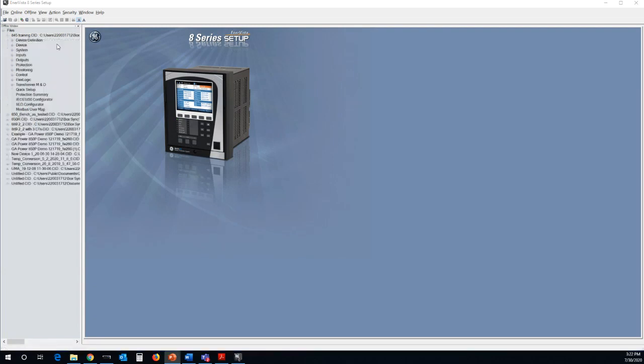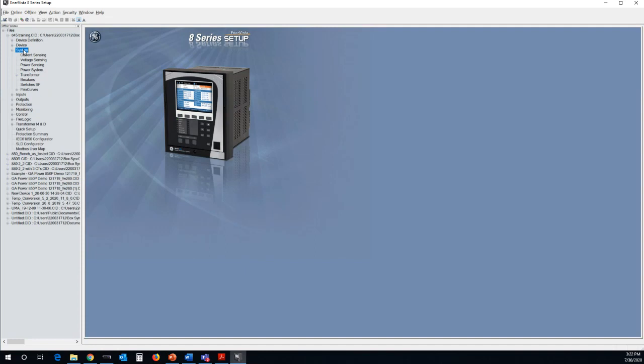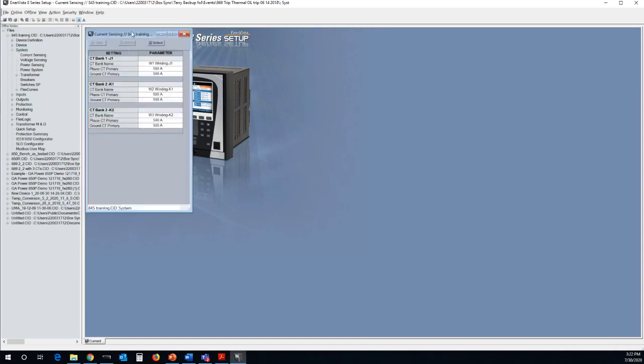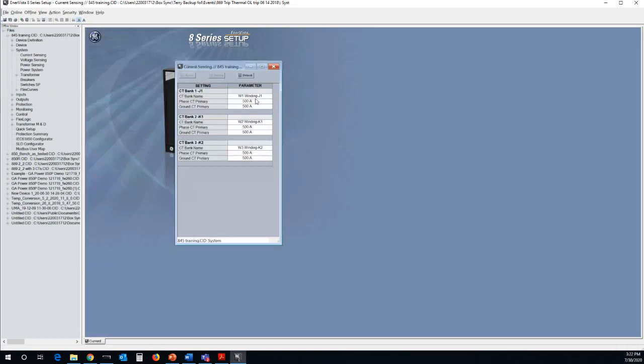So it's got to build the CID file. It's got to do some things. So the first thing that we really need to do is probably set up some system settings. So I'm going to expand system here, and I'm going to expand current sensing, and these are the default settings. Now, turns out I can name these CT banks. There's nothing wrong with winding 1, winding 2, or winding K1 or J1 or K2. Those are actually where we wire those to the input of the relay. But I'm going to name them something that makes more sense because it's just going to help me out.